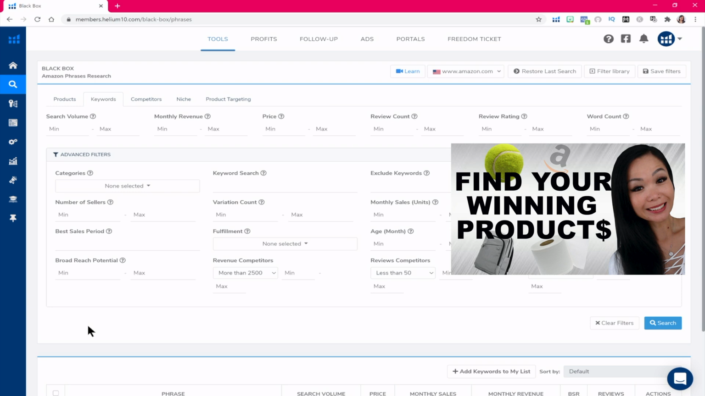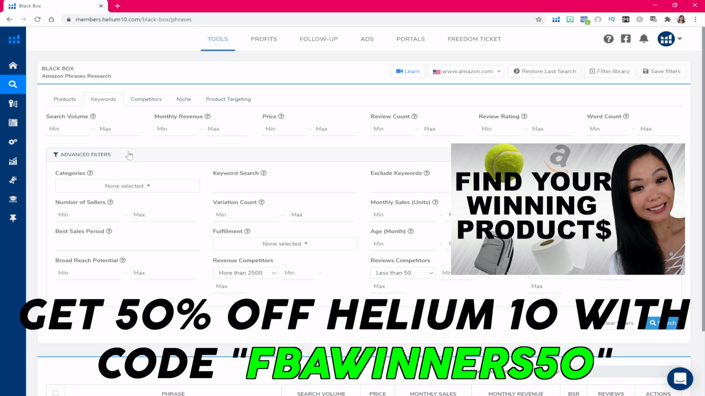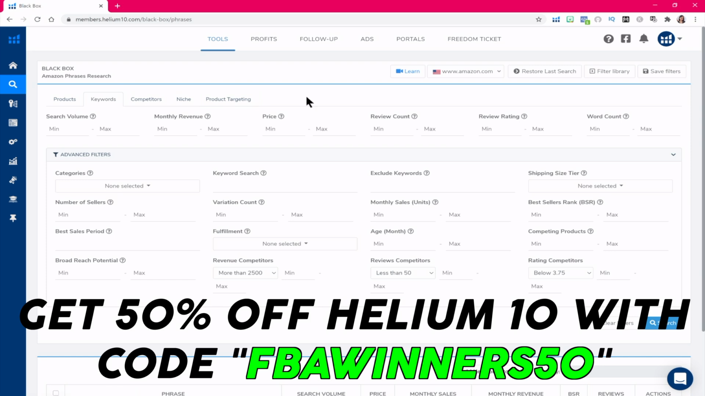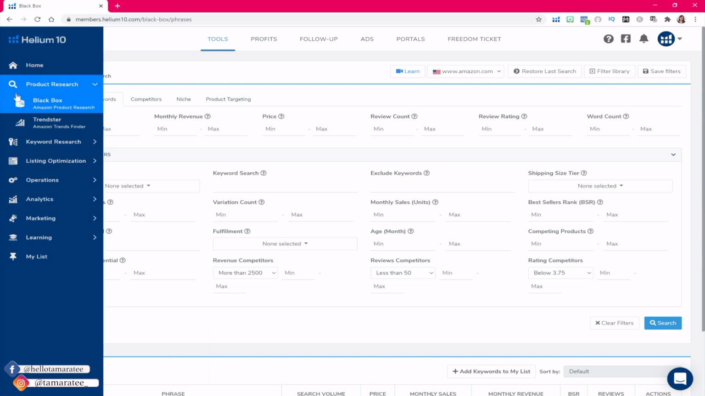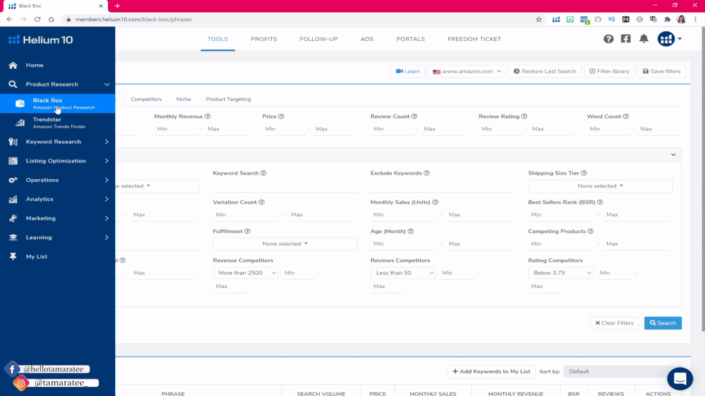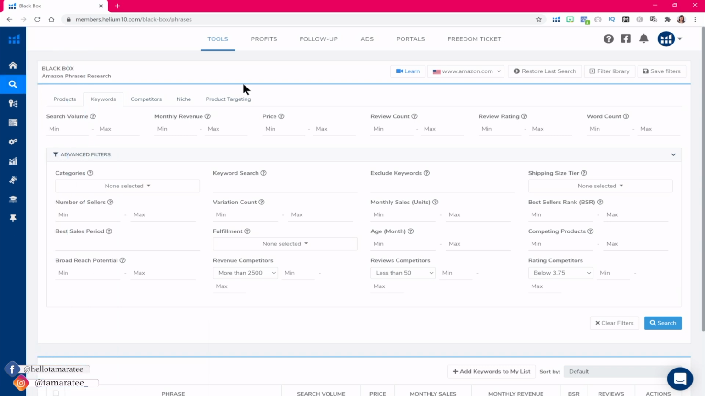So today we will be using Helium 10 Black Box using keywords, competitors, niche, and product targeting to look for products together. I suggest you guys click on the learn button right here to learn some additional ways to look for products. I just want to explain to you what these tabs do because in my previous videos, I talked a lot about using the products tab, but let's talk about these new options that we have here. So for keywords under Black Box, just go to Black Box under product research right here, Amazon product research.